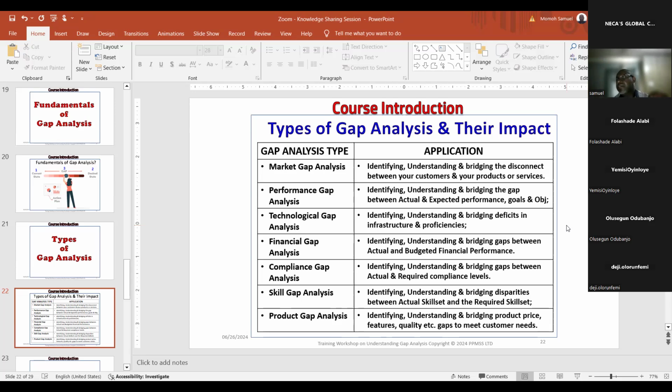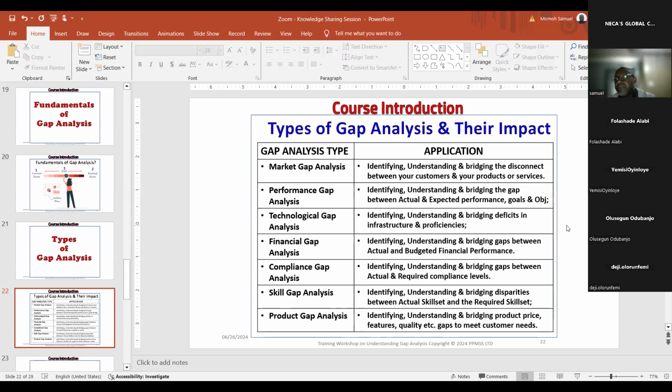So to ensure that the product is right for the customers, meets the customers' needs, and the customers are deriving value from the products that you have put out there in the market for them. Then also there's performance gap analysis. This has to do with comparison, trying to bridge the gap between actual performance and what is expected of you, either as an individual or as an organization.